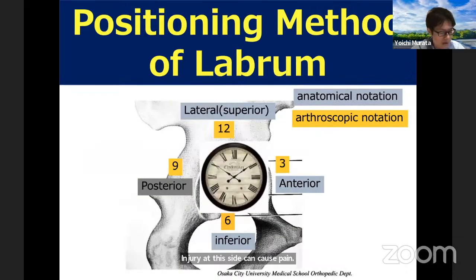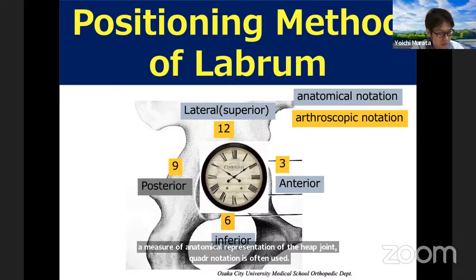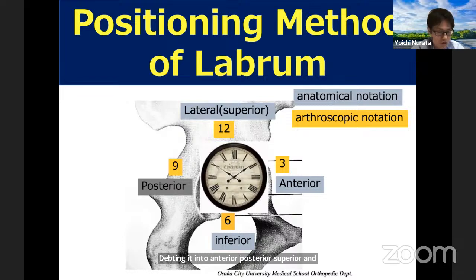As a method of anatomical representation of the hip joint, quadrant notation is often used, dividing it into anterior, posterior, superior, and inferior quadrants. Additionally, with the advancement of hip arthroscopy, there is a trend toward using a clock face representation to indicate the detailed position within the acetabulum, with the acetabular fossa being considered at 6 o'clock.